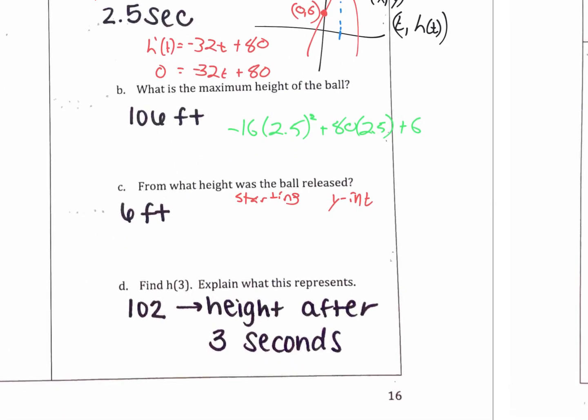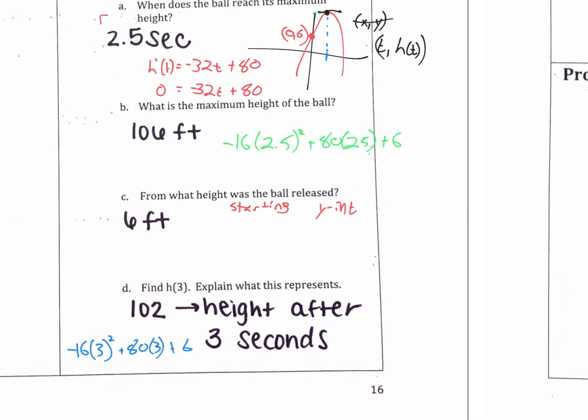Then find h of 3. Well, h of 3 is saying if my time value is 3, what is the height? So if I go to my original function and plug in 3 for t, I'd have negative 16 times 3 squared plus 80 times 3 plus 6. If I were to evaluate this function out, that's going to tell me after 3 seconds how high is the ball. If we do that, we should get 102, and this should actually be feet.